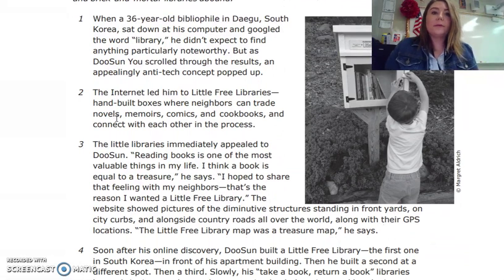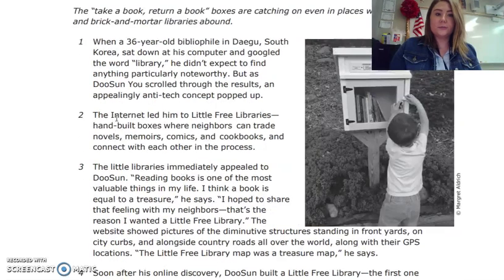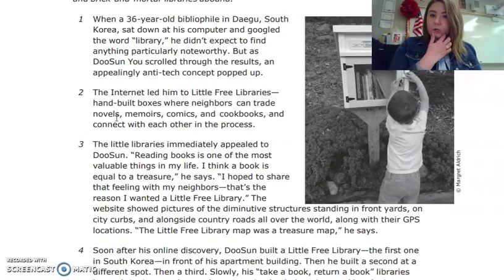When a 36-year-old bibliophile in Daegu, South Korea, sat down at his computer and Googled the word library, he didn't expect to find anything particularly noteworthy. But as Do Sun Yu scrolled through the results, an appealing anti-tech concept popped up. So right away, I saw low tech in the title of the piece. So then I see anti-tech, which again means against technology.